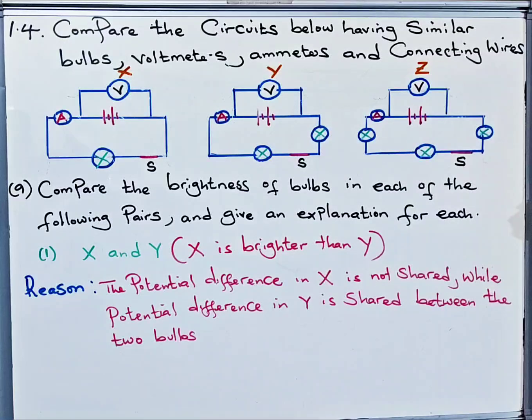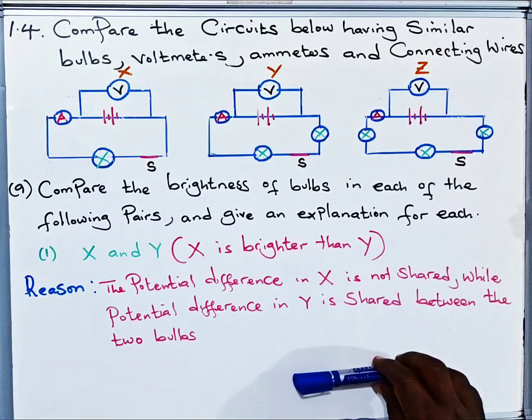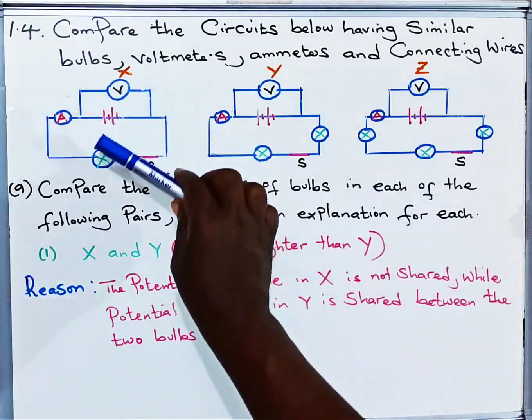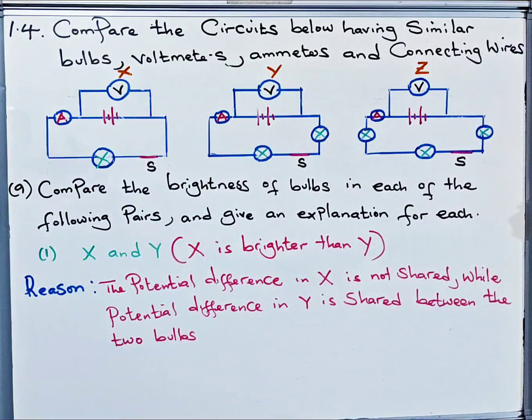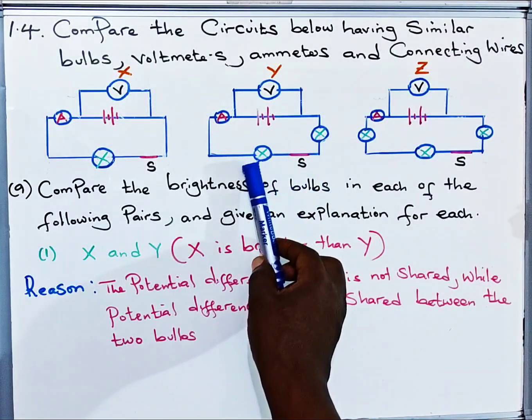For X, the potential difference is not shared. All of it is available to our bulb, while for Y, the potential difference is shared.